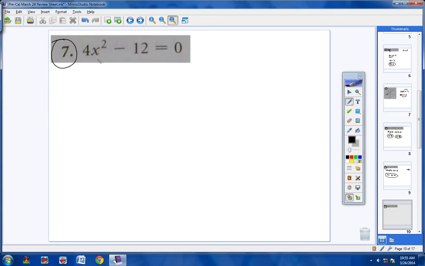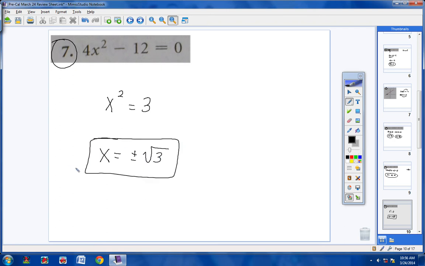Alright, number 7. Now really guys, look, all that you have is an x squared. So if you'll simply get x squared all by itself, that's all you have to do on this. If there's no x term anywhere, just get the x squared all by itself. So if you bring the 12 over and make it positive and then divide by 4, you're left with 3. Now take the square root of both sides and you will get x equals plus or minus the square root of 3. And there we go. Pretty simple.